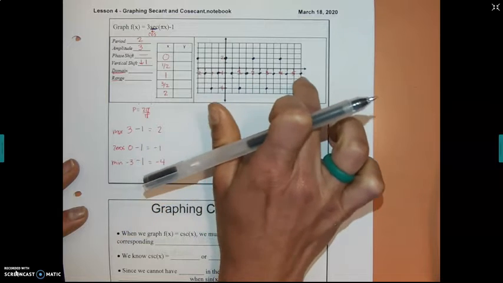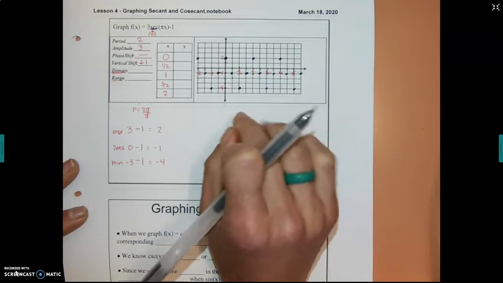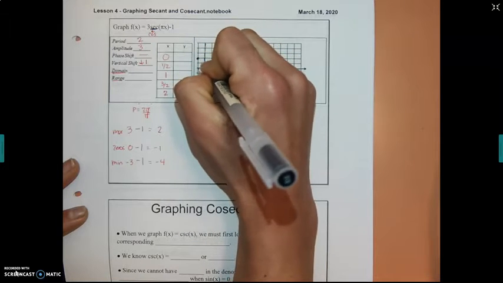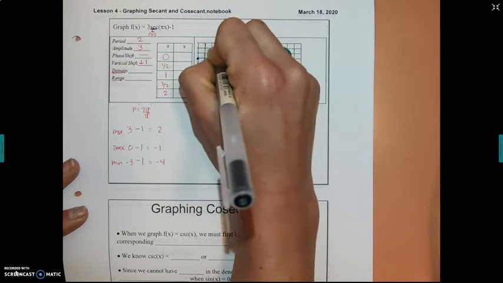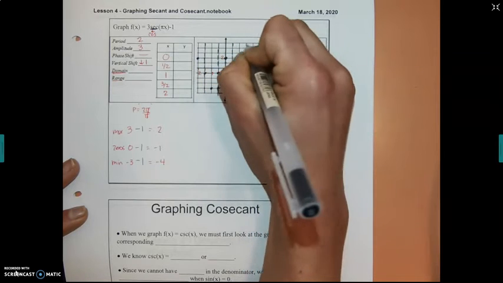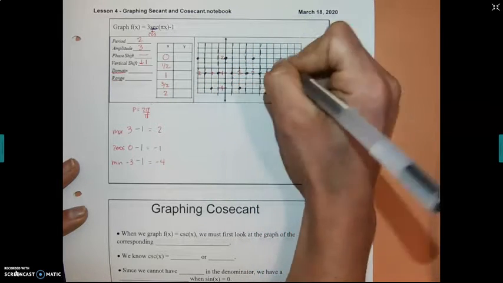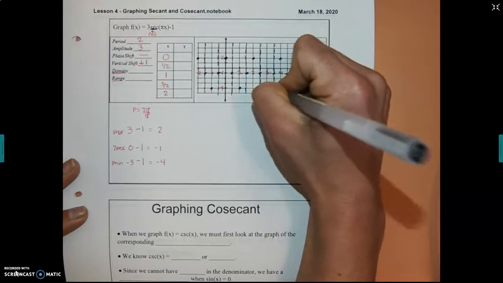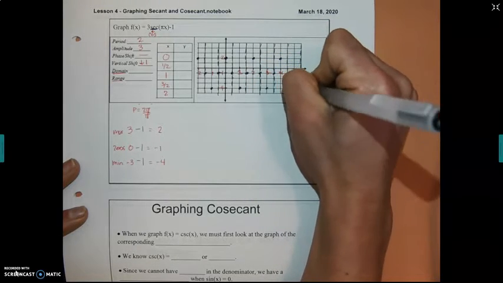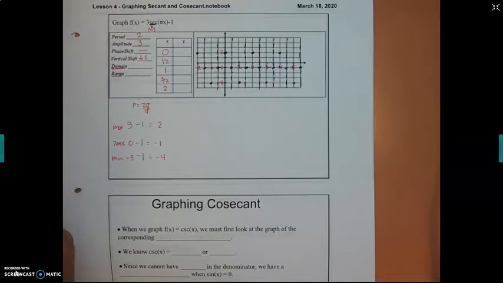Anytime your cosine graph that you've graphed, the points for the cosine, has a midline point, that is going to indicate an asymptote in the secant graph. So at every single one of these points where I have a midline point, I'm going to put an asymptote for the secant graph at every single one of them, okay? So at all of those values, I have an asymptote.